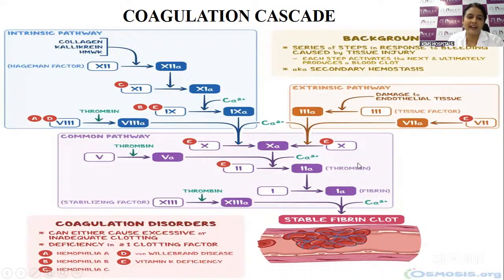This thrombin may activate the factor 8, and it also activates the factor 5, and it also activates prothrombin. It also converts the fibrinogen to fibrin and also activates the factor 13, that is the stabilizing factor.